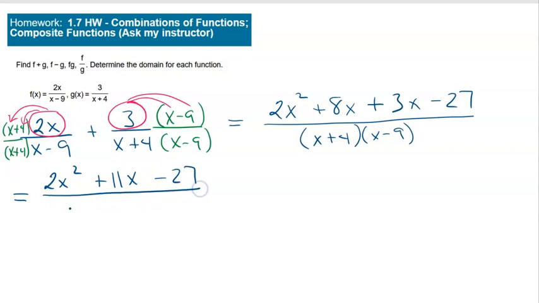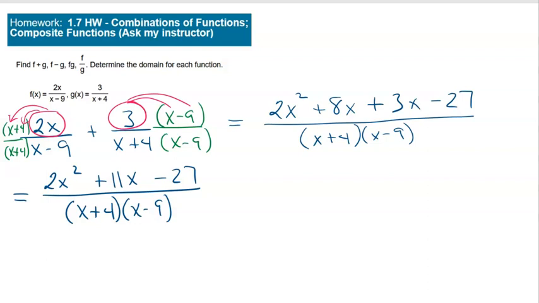So I'm going to scoot over here for space purposes. I got 2x squared. Those two middle terms are like terms, so plus 11x and then minus 27. That's divided by my factors. Don't multiply out those denominators. When they're factored, they're happy factored. Leave them factored, okay? Now, this very well may be your answer, completely simplified. But here's the deal. If, by chance, this numerator, 2x squared plus 11x minus 27, factors, and one of the factors is either x plus 4 or x minus 9, we have to factor it and cancel common factors.